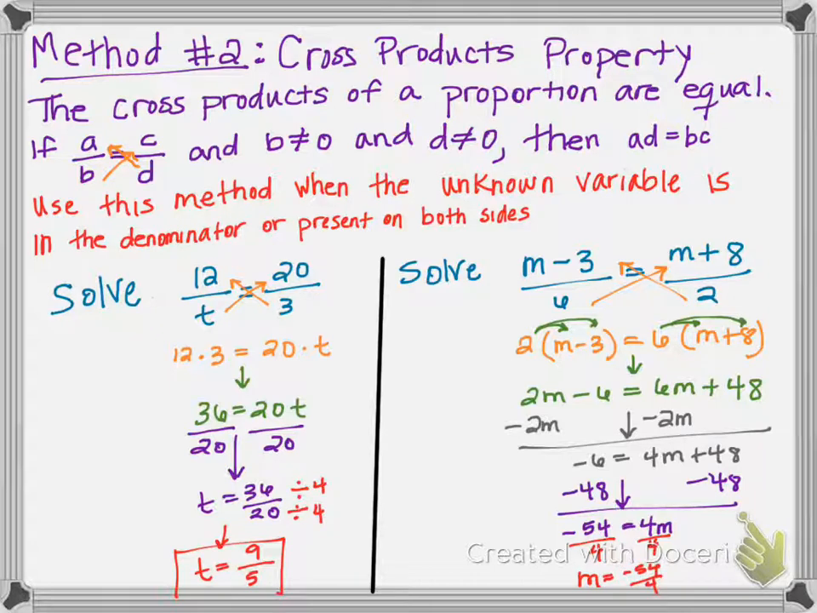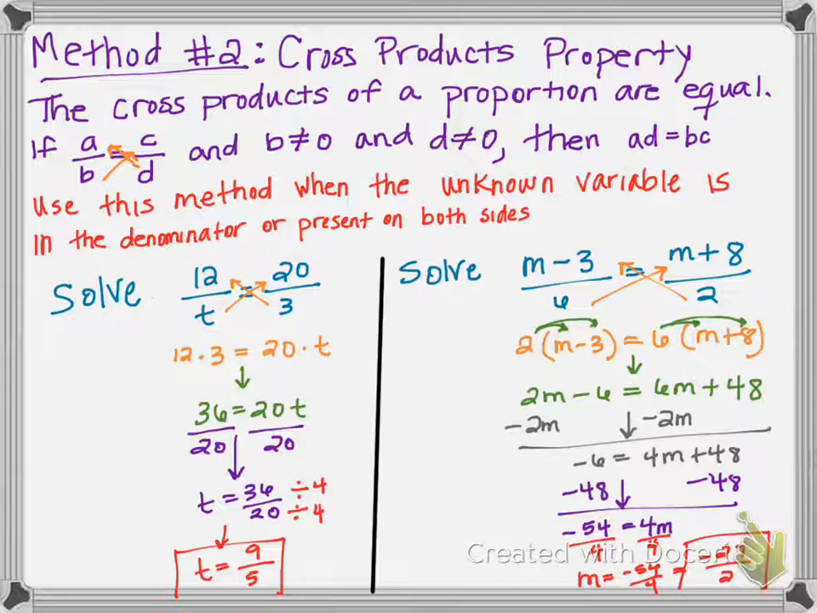So when we divide by both sides, I'm sorry it's getting kind of squished there, we see m equals negative 54 divided by 4. Once again, we can reduce. They're both even numbers, so they're divisible by 2. And our final answer is m equals negative 27 divided by 2.